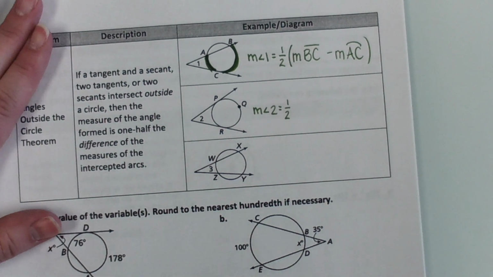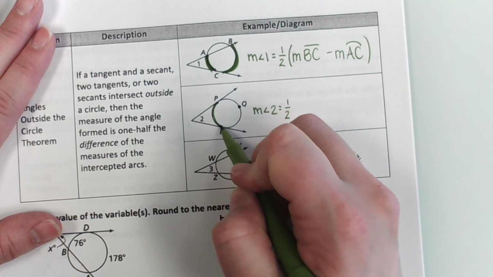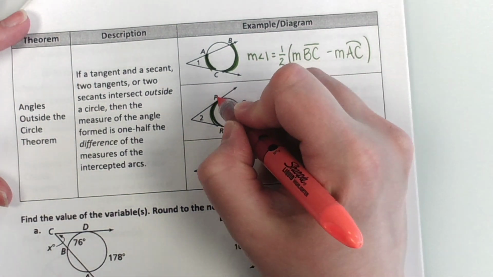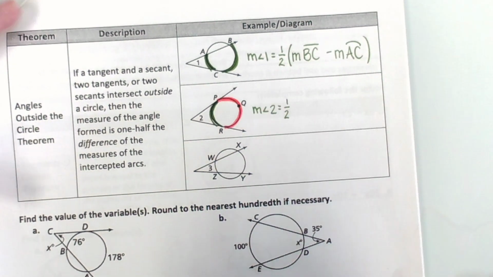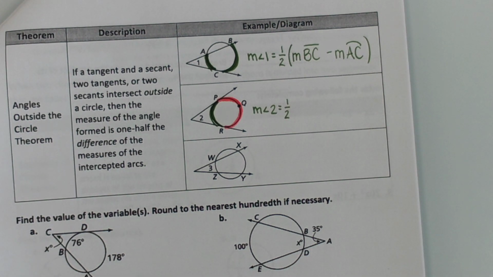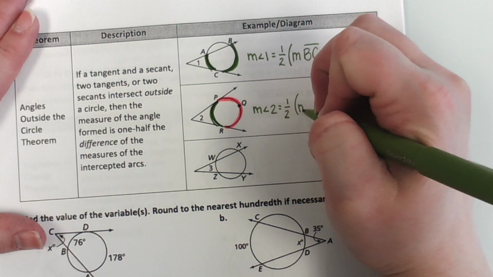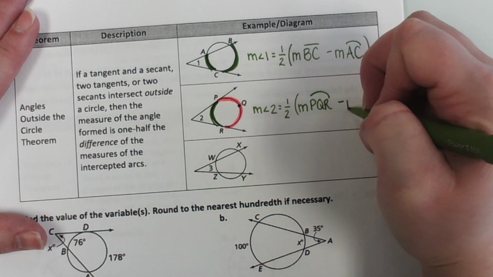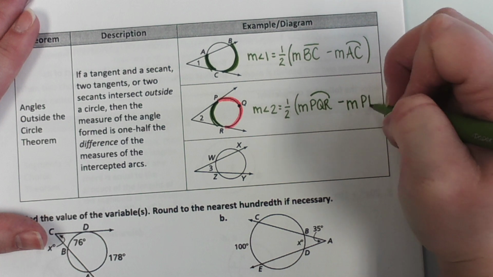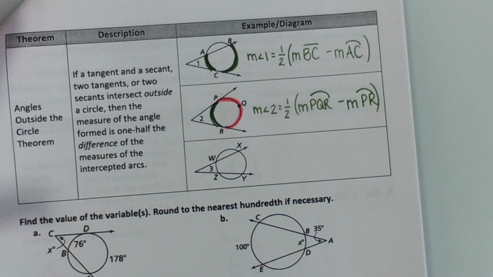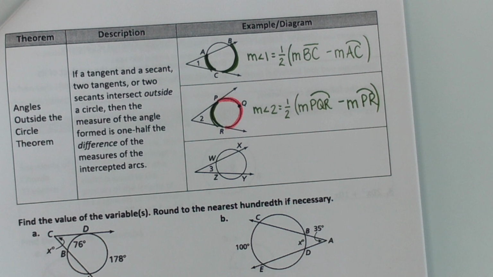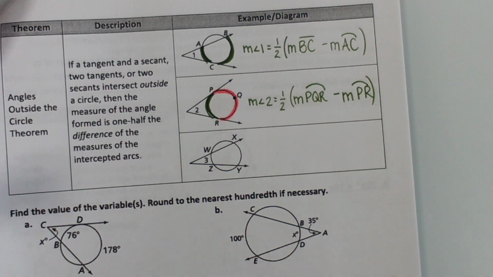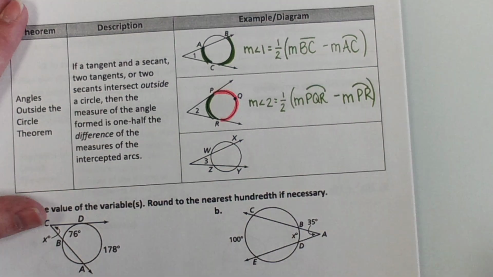Same idea goes here. My intercepted arcs are PR, and the other one is PQR. The bigger of the 2 is going to be PQR. So measure of PQR minus measure of PR. The last one works the exact same way. The only reason I didn't write it is because I want you to think about it a little bit.